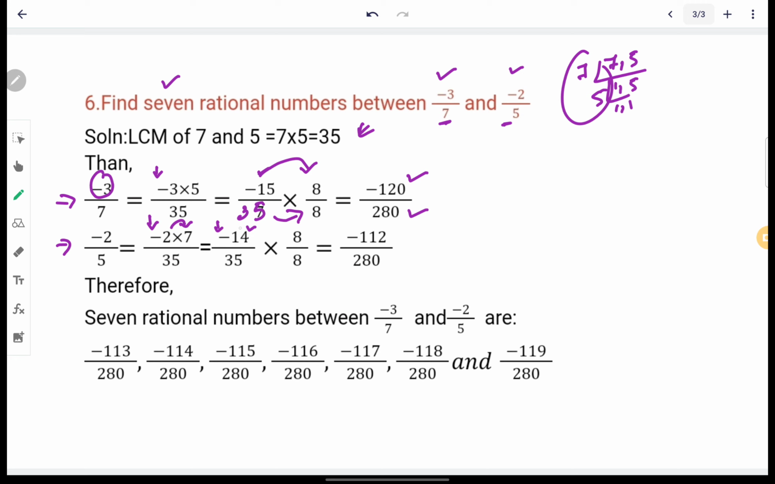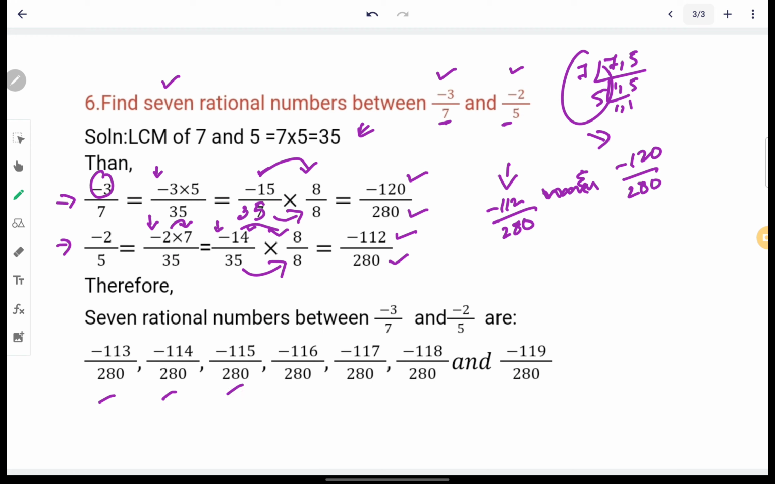Let's do the same thing. Minus 14 into 8, we'll get minus 112, and then 35 into 8, when you multiply, we're going to get 280. All right, so now the numbers are between minus 120 by 280 and minus 112 by 280. Okay, so let us find 7 rational numbers in between these two numbers. So what are they? Minus 130 by 280, minus 140 by 280, minus 150 by 280, and it goes on, and then the last will be minus 119 by 280. Okay, so these are the 7 rational numbers in between minus 3 by 7 and minus 2 by 5.